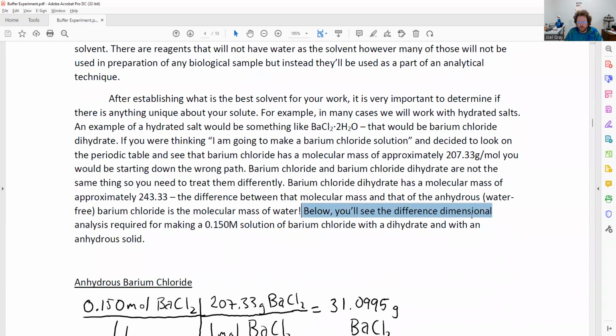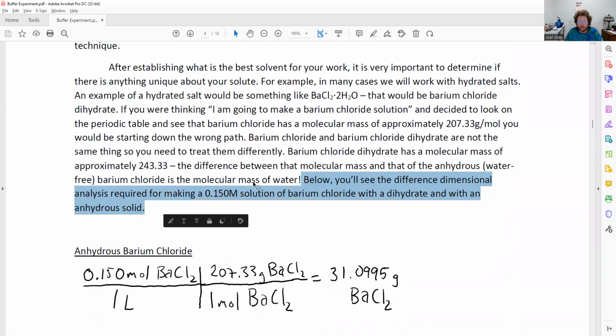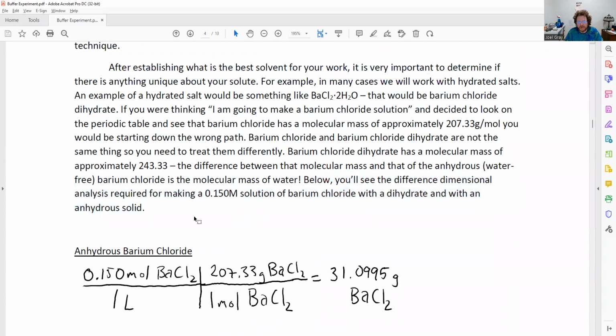So below you'll see the difference in the dimensional analysis required for making a 0.15 molar solution when you're using an anhydrous barium chloride. So that's the solid where it's just BaCl2. You have 0.15 moles BaCl2 in 1 liter. Well, 1 mole of BaCl2 has a mass of 207.33. Multiply 0.15 by 207.33, and you get that if you wanted to make 1 liter of a 0.15 molar barium chloride solution, you would need 31.0955 grams of barium chloride.